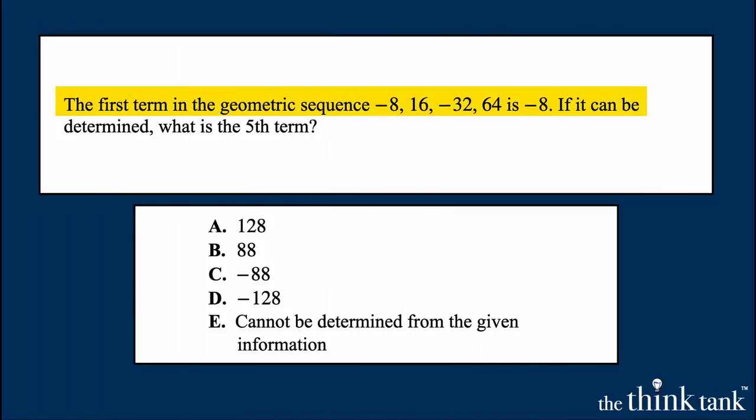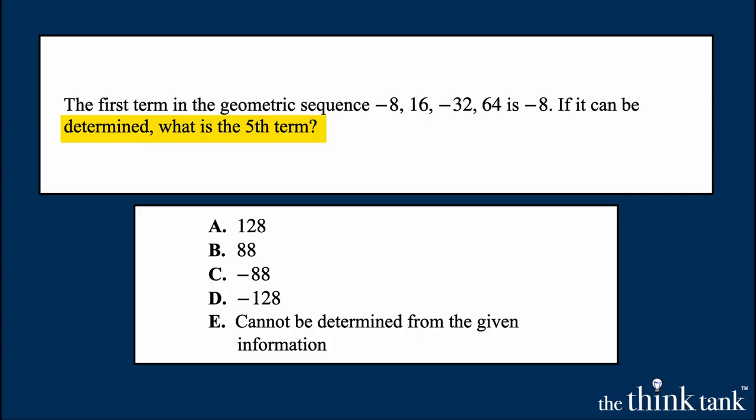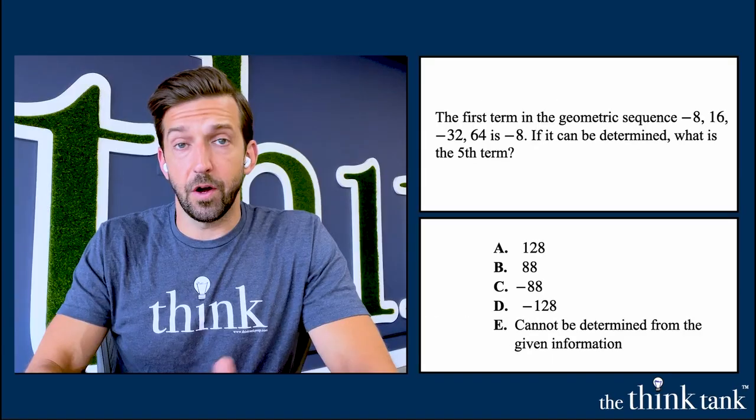The first four terms in the geometric sequence are -8, 16, -32, 64. If it can be determined, what is the fifth term? Let's go. All right, they said a big term here, geometric sequence.